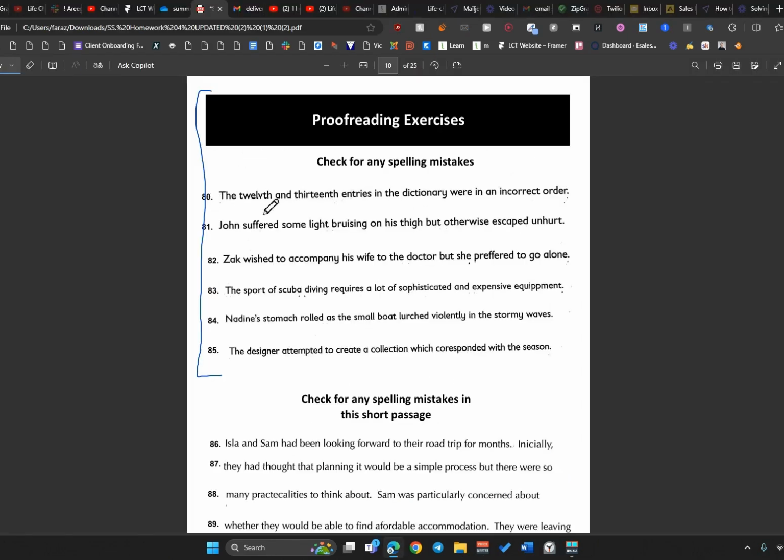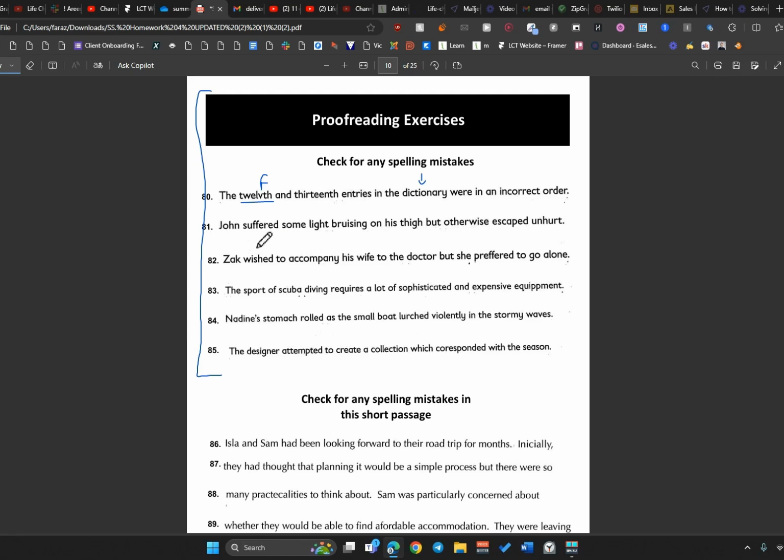Question 80 here. Was the spelling mistake in this sentence? Well, the 12th and 13th entries in the dictionary were in an incorrect order. Dictionary, a lot of people might think that looks wrong, but that is the correct spelling. 12th should actually have an F rather than a V.